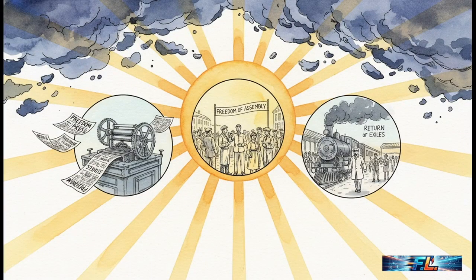In the aftermath, a provisional government took over, and for a brief, hopeful moment, it really felt like a new democratic era was dawning. They introduced freedom of the press, freedom of assembly, and they even allowed political exiles, including a certain Vladimir Lenin, to come back home.